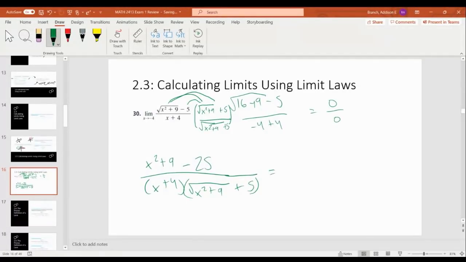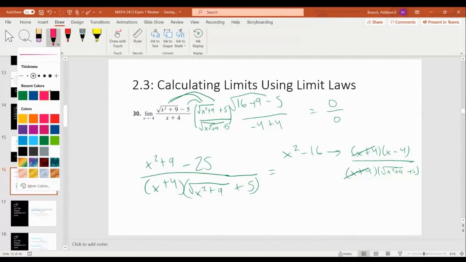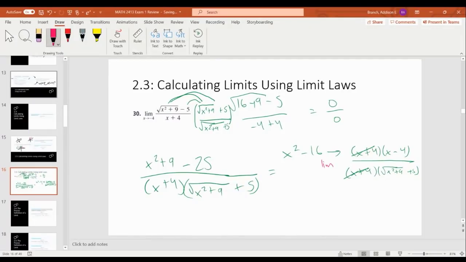From here, we can go ahead and try to do a little bit of simplification. We can get x squared minus 16 on top, which we can factor into (x plus 4)(x minus 4) over (x plus 4) times the square root of x squared plus 9 plus 5. That x plus 4 will cancel out, and we can try to take the limit one more time and see if it works this time.